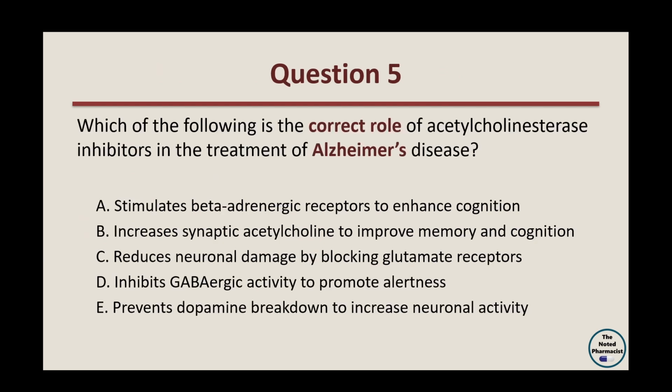Question 5. Which of the following is the correct role of acetylcholinesterase inhibitors in the treatment of Alzheimer's disease? Option A, stimulates beta-adrenergic receptors to enhance cognition. Option B, increases synaptic acetylcholine to improve memory and cognition. Option C, reduces neuronal damage by blocking glutamate receptors. Option D, inhibits GABAergic activity to promote alertness. Option E, prevents dopamine breakdown to increase neuronal activity.